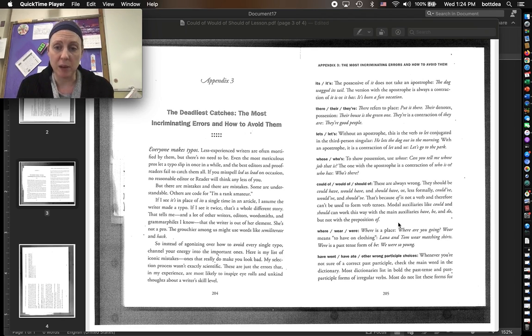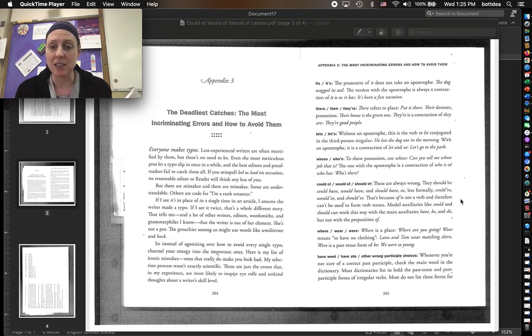So first let's read the paragraph and then let's talk about it. These errors are always wrong, always. There is never a time when these 3 phrases should ever show up in your paper. They should be could have, would have, and should have, or less formally, the contraction could've, would've, and should've. That's because of is not a verb, and therefore it can't be used to form verb tenses.